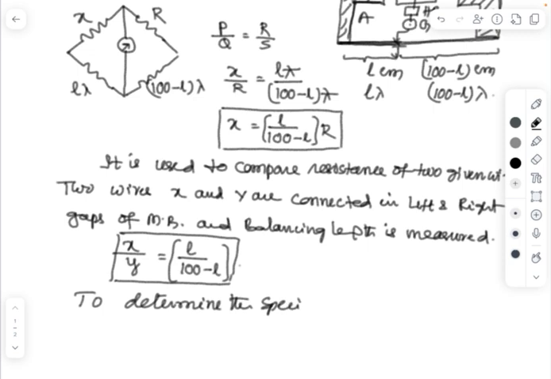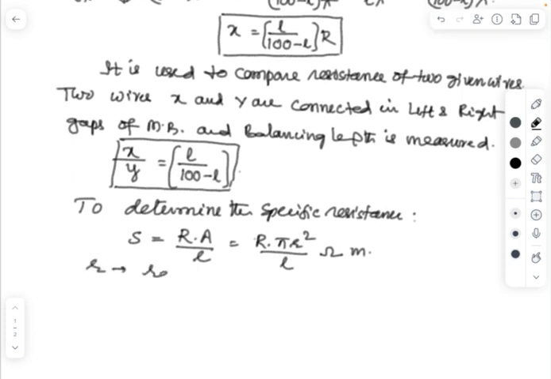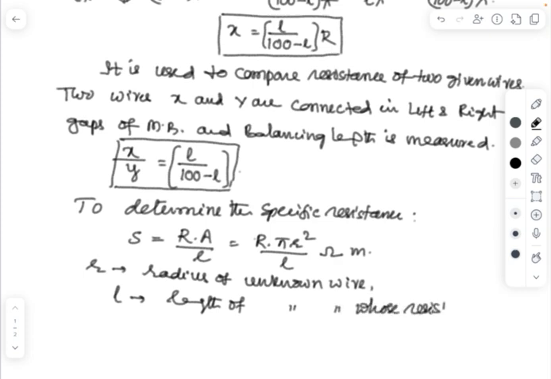the specific resistance. S equals resistance R into A by L equals R into pi r square by L ohm meter. r is the radius of the unknown wire and L is the length of the unknown wire whose resistance is to be calculated.